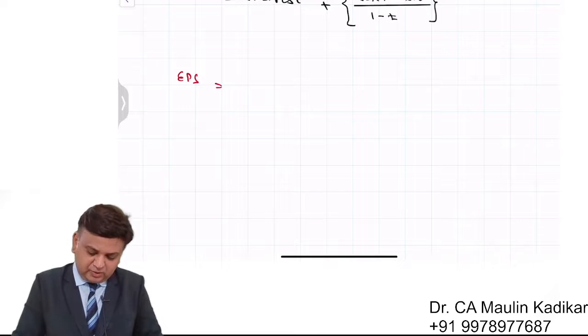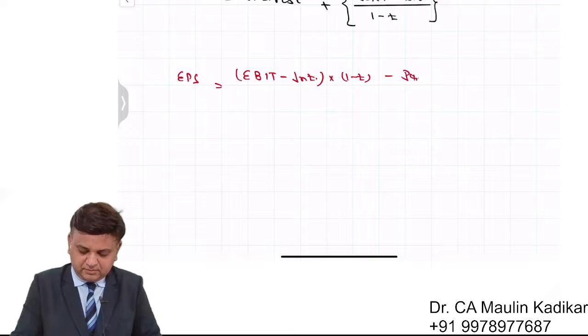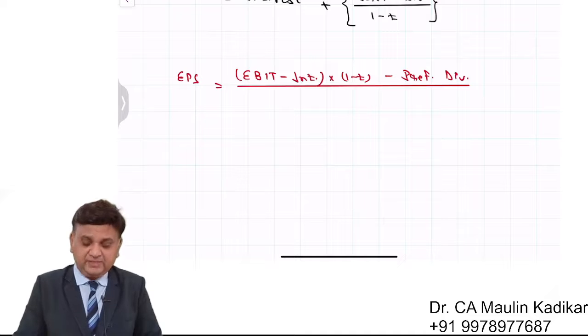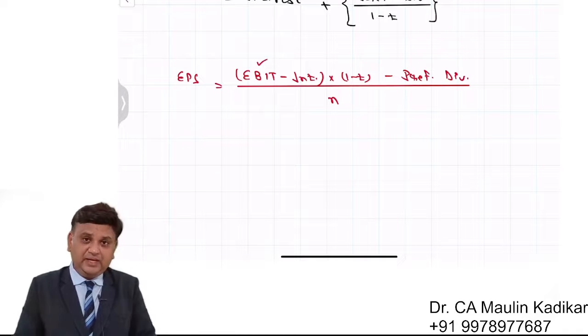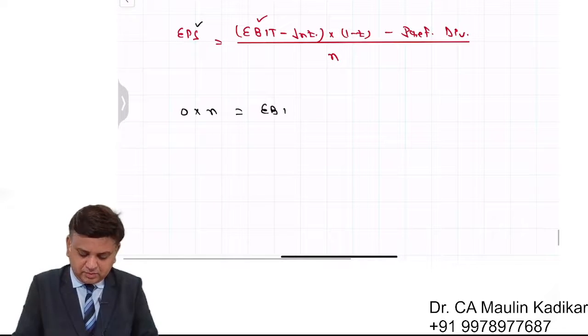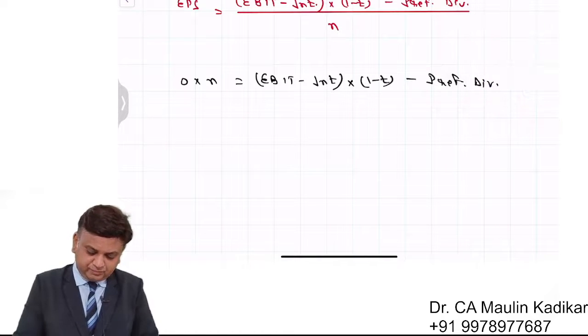We know that the EPS is equal to EBIT minus interest, that is EBT, into 1 minus T is EAT, minus preference dividend is earning available to equity shareholders, divided by number of equity shares. The answer of this equation is required to be found in terms of EBIT in such a way that the EPS is 0. So I take EPS 0 into N is equal to EBIT minus interest into 1 minus T minus preference dividend. Now anything into 0 will become 0.